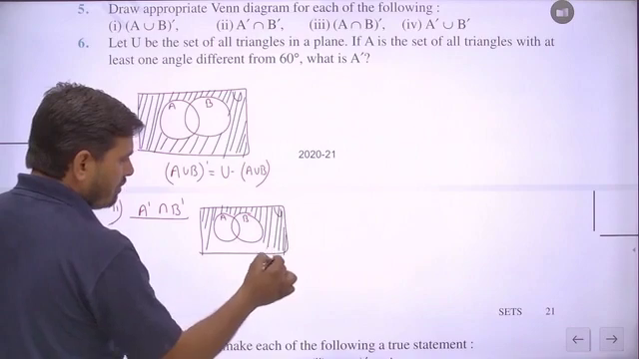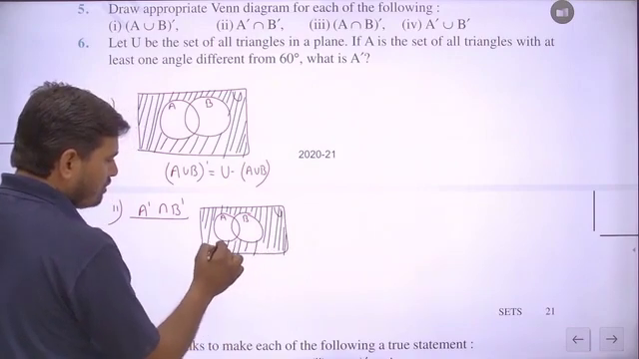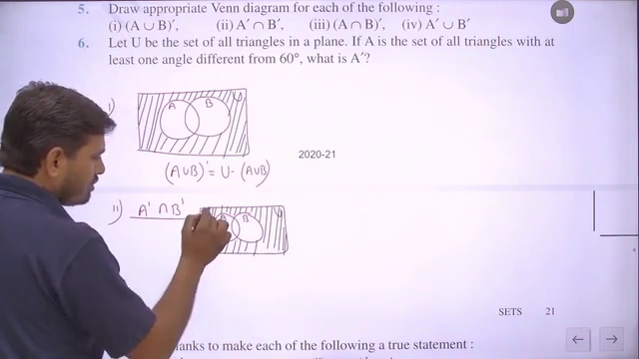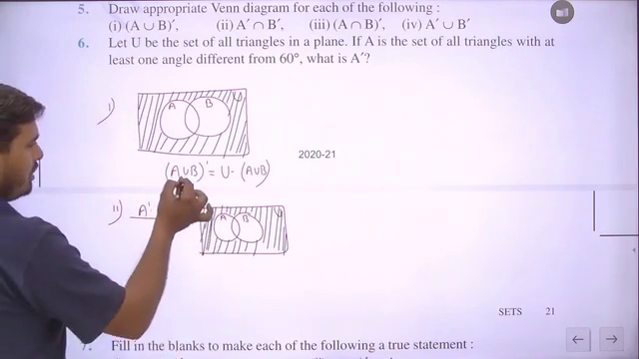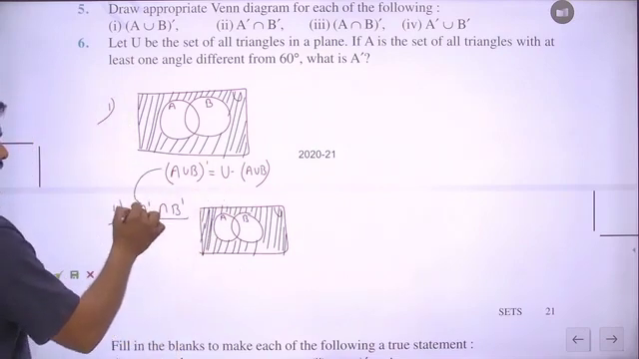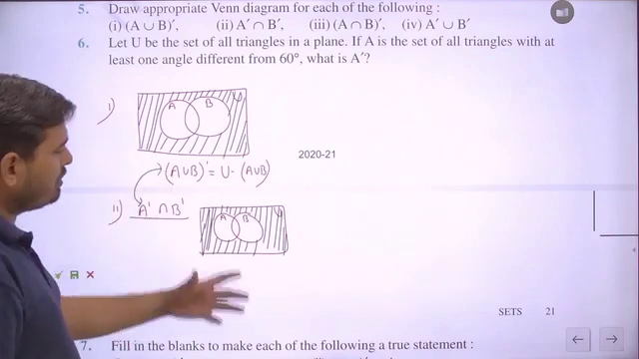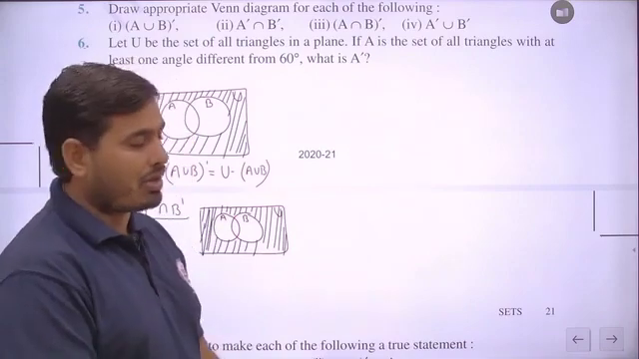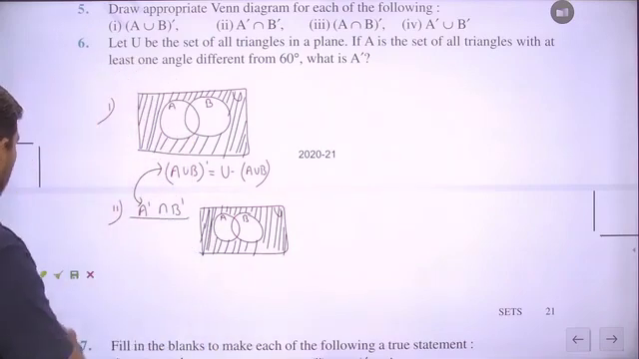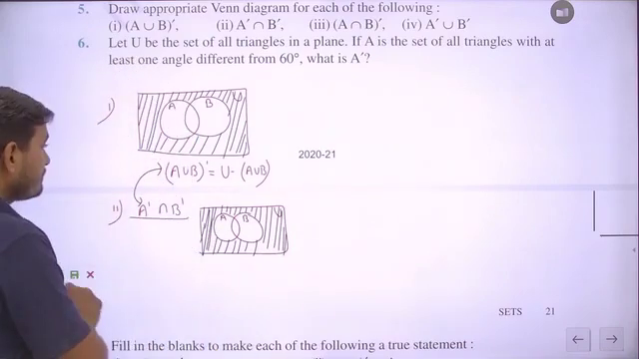There should be no problem, but we have to know the theory of De Morgan's law first of all, because here A dash intersection B dash and (A union B) whole dash are both the same. That's why there should be no change in the answer, meaning we have to shade the same type of regions here. The next, third part, we are taking here.